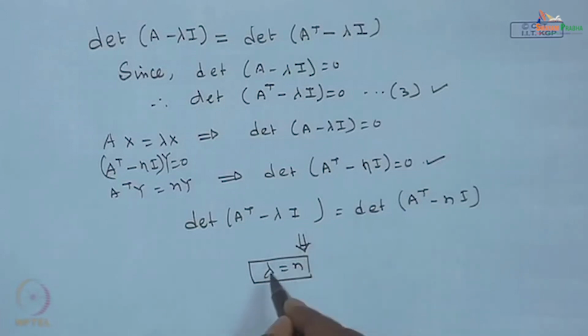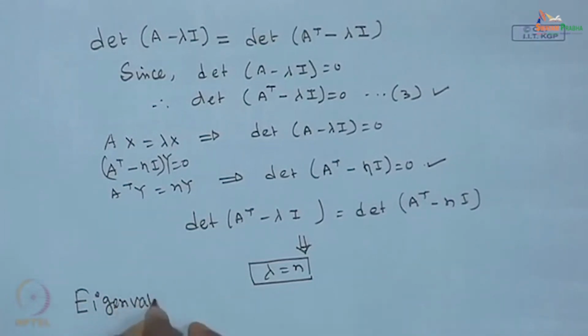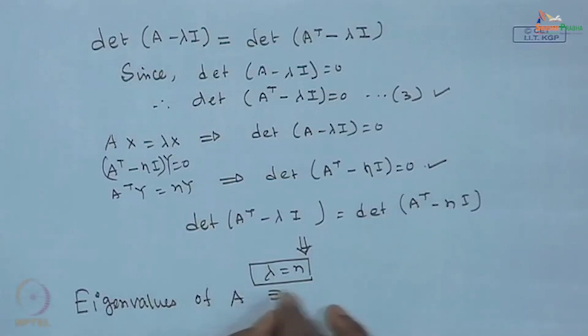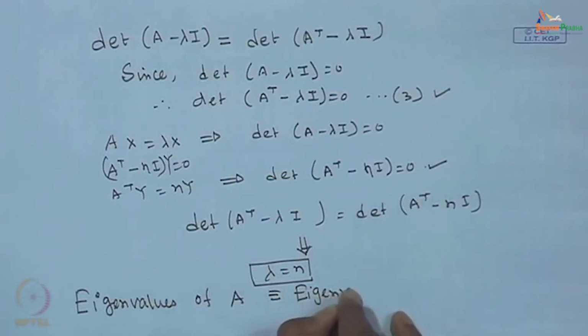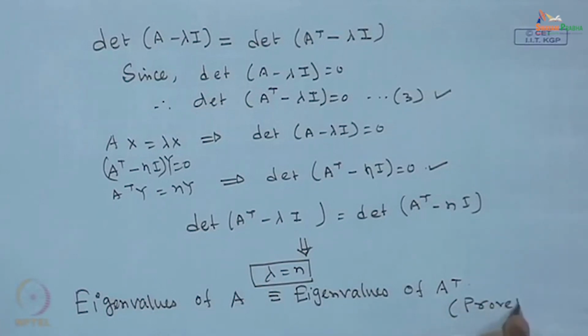So, if you remember what is lambda? Lambdas are the eigenvalues of the matrix A, eta are the eigenvalues of matrix A transpose. Since they are identical, so we can say that eigenvalues of matrix A are identical with the eigenvalues of matrix A transpose. So, that completes the proof of the second theorem.